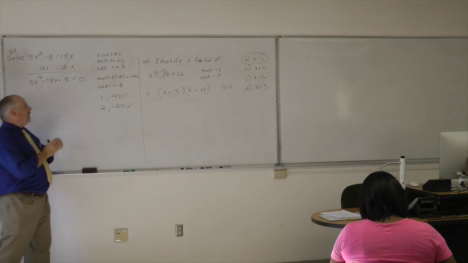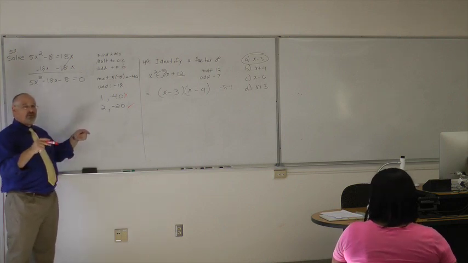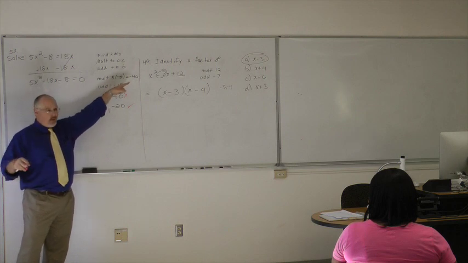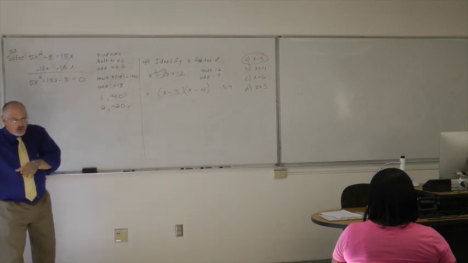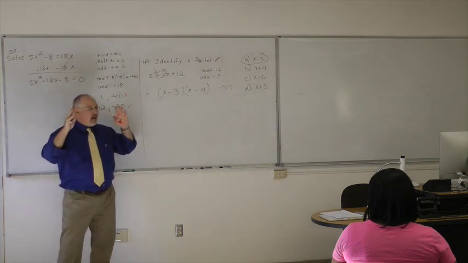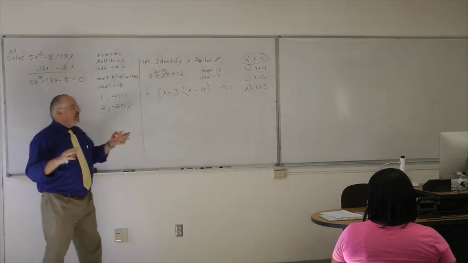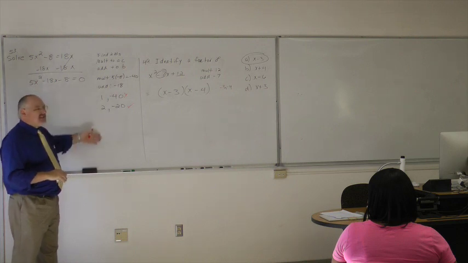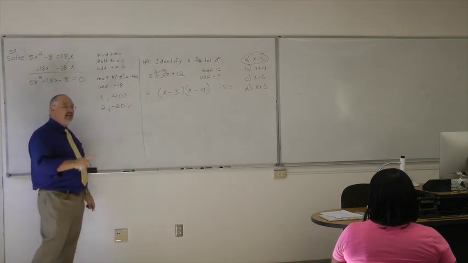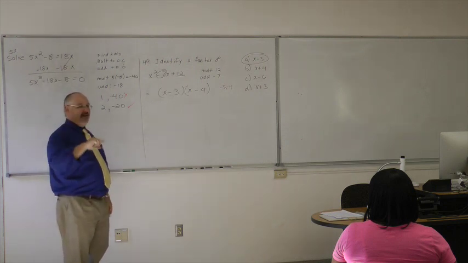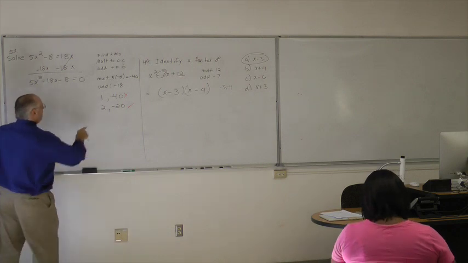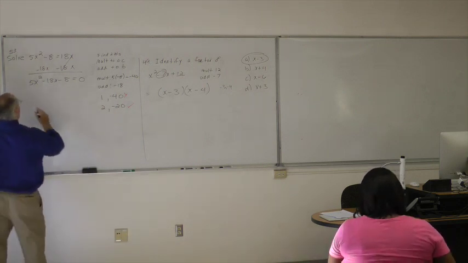Now, if that didn't work, then you would try what comes after 2? 3. But 3 doesn't go into 40, so you skip it, and you'd go to 4, and you'd go to 5. Because if you jump around and try random numbers in your head, there could be literally 8 to 10 combinations here. And you could very easily skip over the one you're trying to find because you're not organized in your thoughts. All right, so we know we have 2 and negative 20.